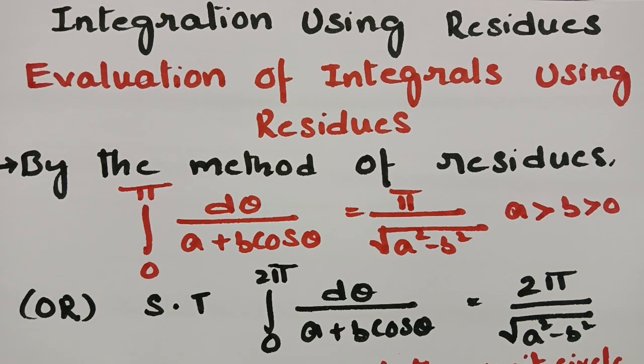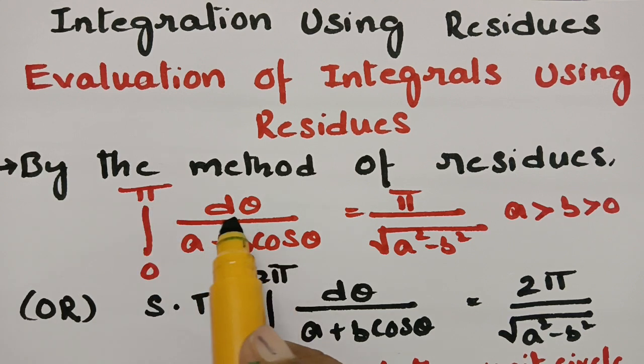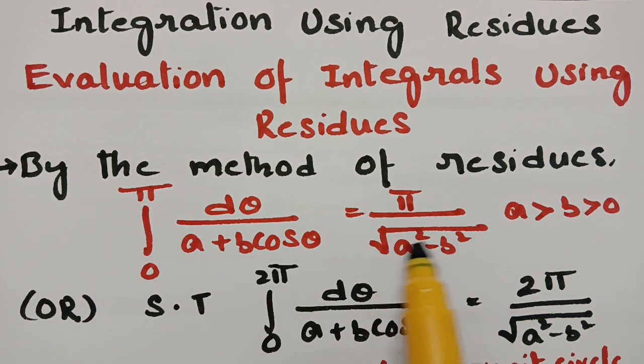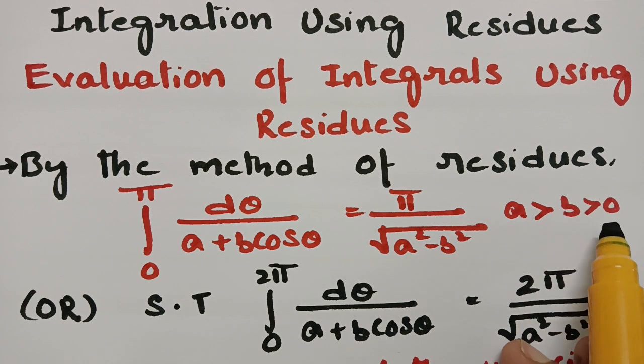Today's video is on integration using residues. In today's video, we are going to evaluate the integral using residues. So by the method of residues, we have to evaluate the integral from 0 to pi of d theta by a plus b cos theta, which is equal to pi by root over a square minus b square. Here, a is greater than b is greater than 0.